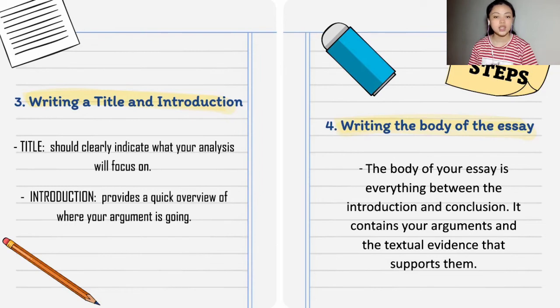Then fourth is writing the body of the essay. The body of your essay is everything between the introduction and conclusion. It contains your arguments and the textual evidence that supports them. A typical structure for a literary analysis essay consists of 5 paragraphs: the 3 paragraphs of the body plus the introduction and conclusion. Each paragraph in the main body should focus on one topic.